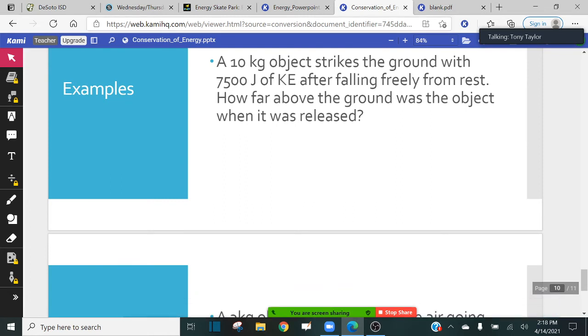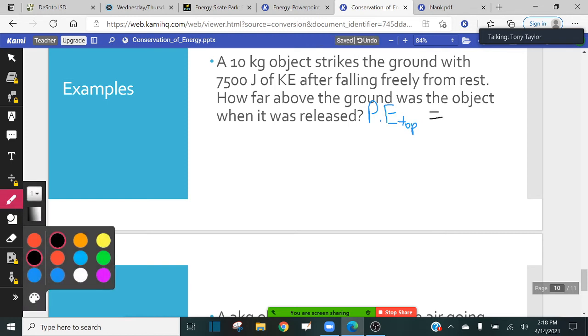So now, guys, when the object strikes the ground, it has 7,500 joules of kinetic energy. So we want to know how far it was released. Remember, just use our basic principle that we've been discussing: potential energy at the top is equal to kinetic energy at the bottom.